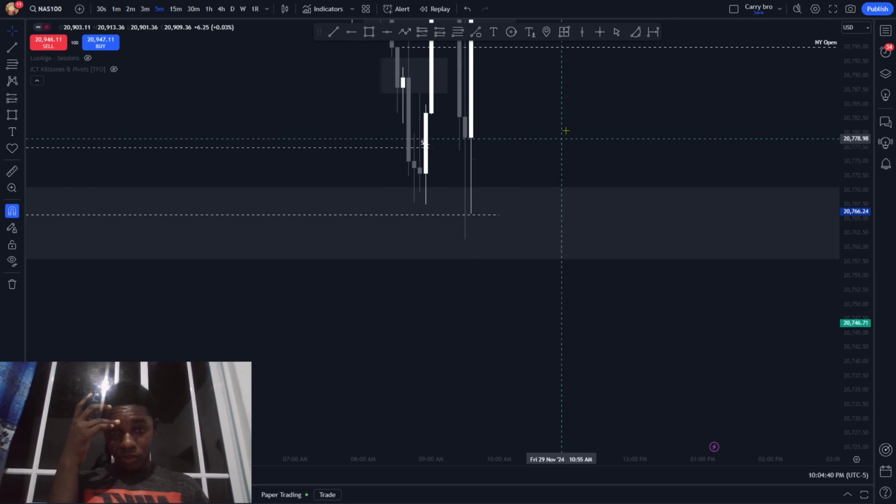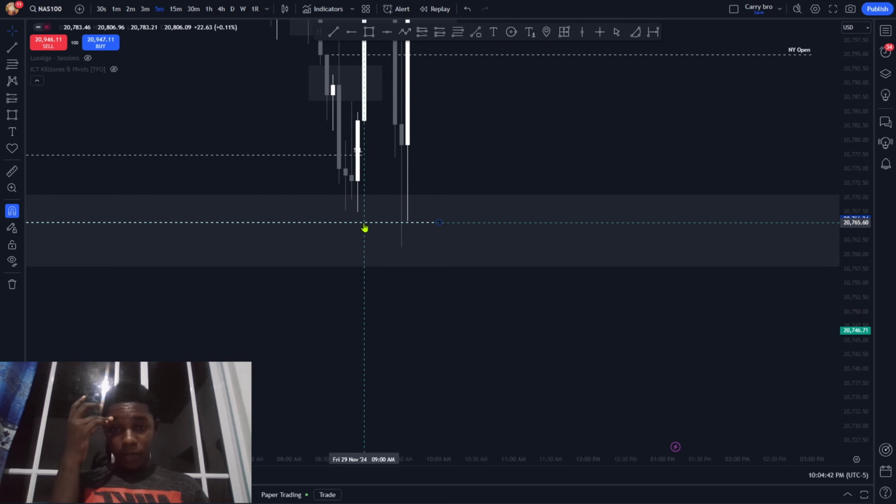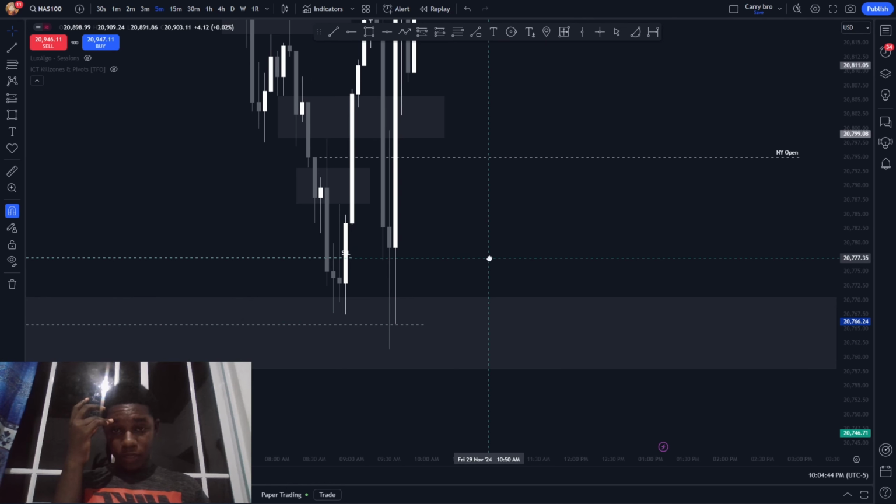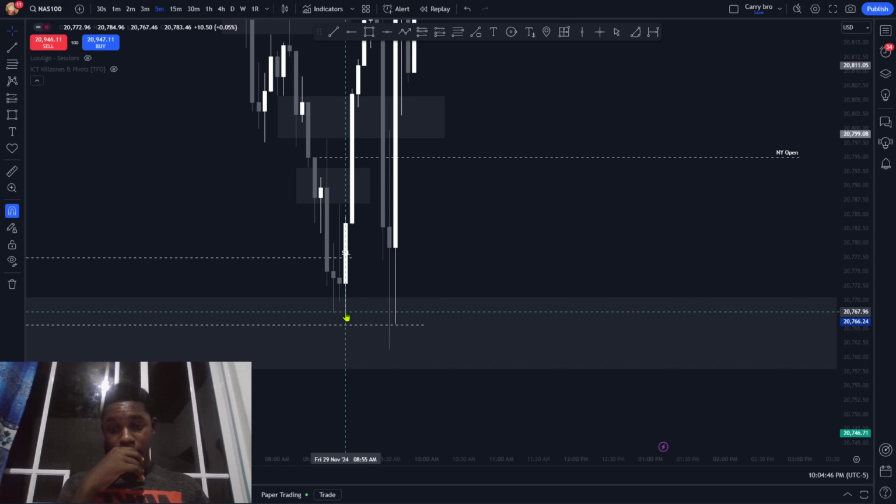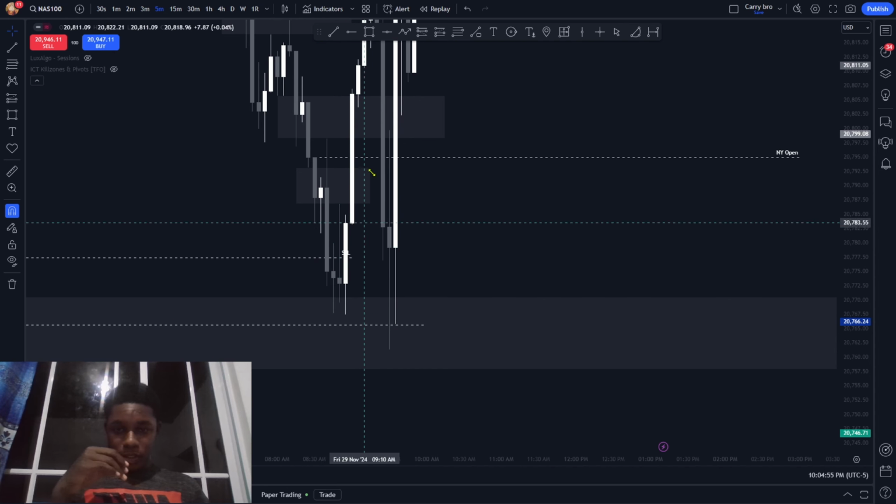To me, this fair value gap right here means nothing right now because we're respecting price to the downside. So maybe we want to sweep again, which we did. And we came into the order block, which was unmitigated. Came down, took this low. We have relative equal lows right here. Price really likes to sweep these levels.